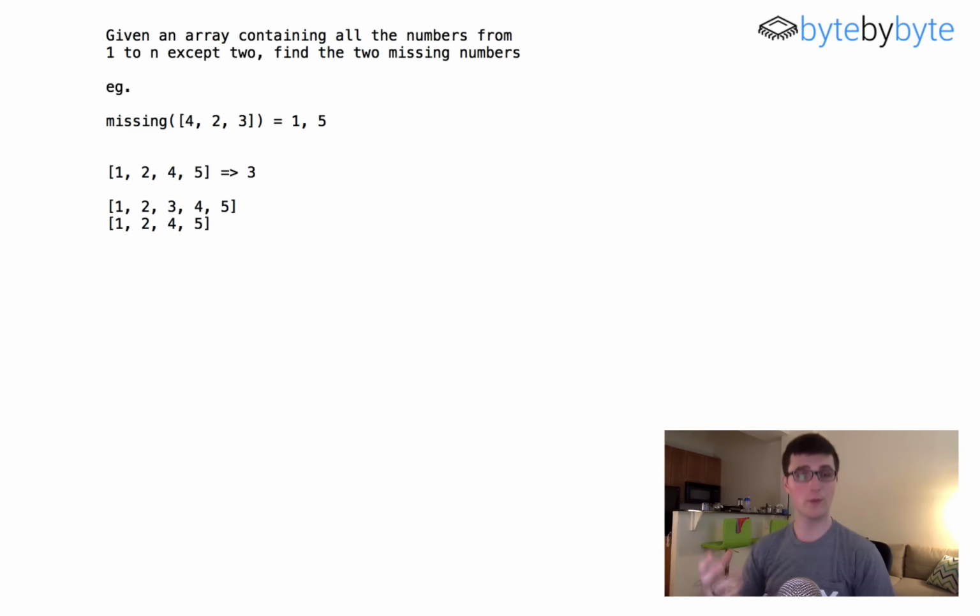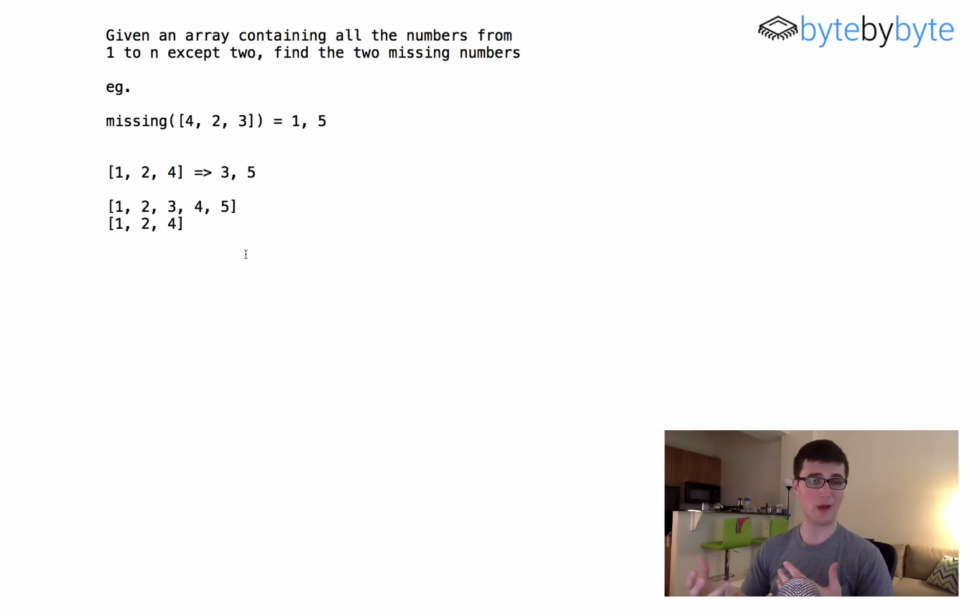And now what we can do is actually use that solution to the single problem to solve this missing 2 problem, where we're missing 2 elements. So for example, like this would then return 3 and 5. So how can we do this?